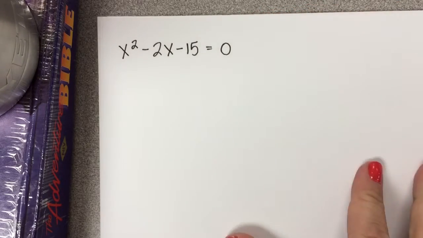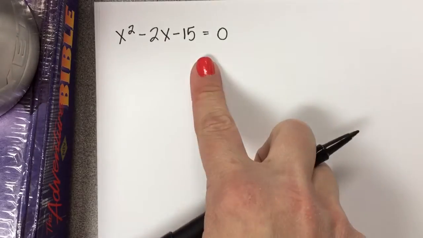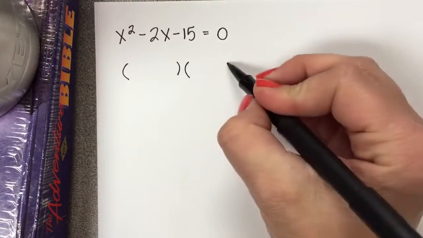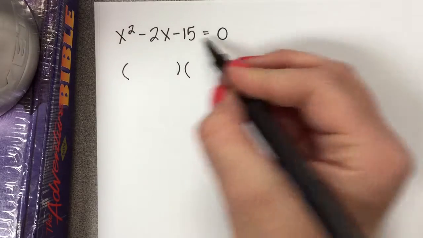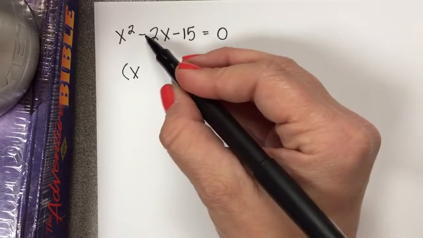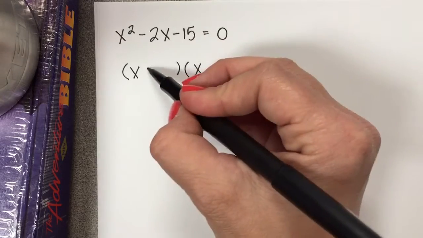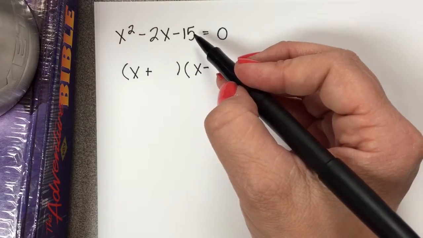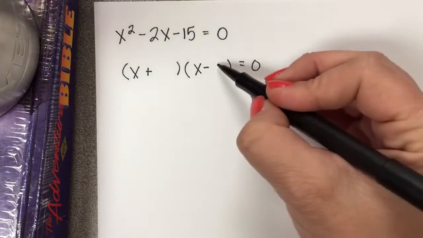Okay, another way to do these is by factoring. So I want to see if I can factor this. So I'm going to think about it. I'm going to set up my two parentheses. Okay, there's nothing they're all divisible by. To make x squared, I do x times x. This is a minus, which means a plus and a minus. Okay, and then what can I multiply together to make negative 15 that adds to negative 2?